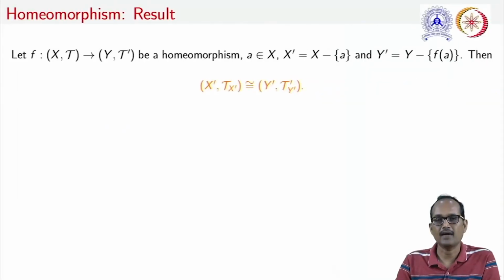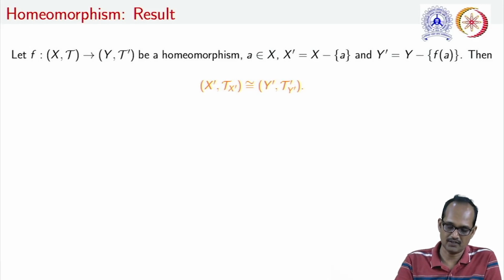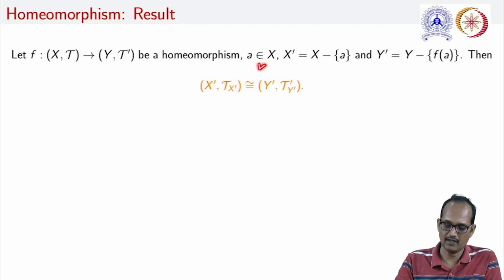Having this idea in mind, let us discuss some non-homeomorphic topological spaces. But before studying them, let us take a simple result. That is, suppose we have a function f from the topological space (X, tau) to (Y, tau dash), and this function is a homeomorphism. Now let us take an element a in X and take a subset X dash which is X minus {a}. Let us take another set Y dash, that is Y minus {f(a)}.